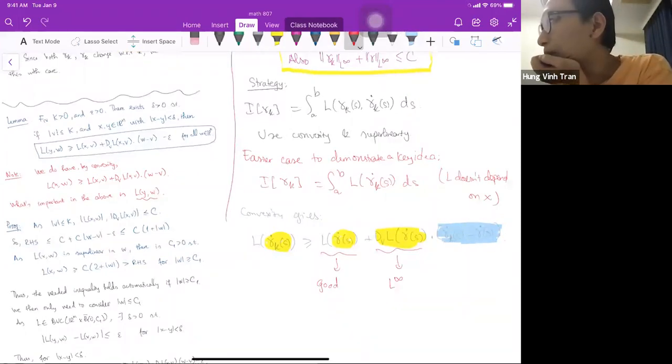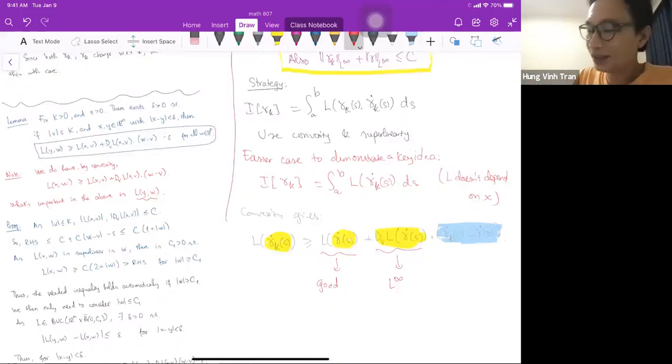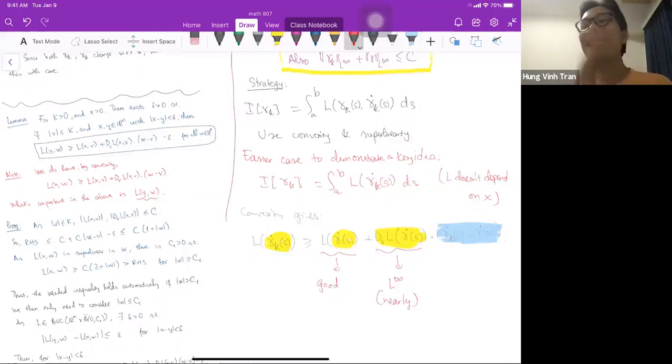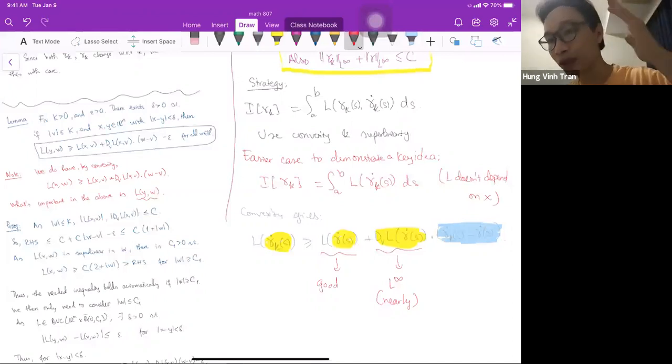Let's see. Okay, not quite. I have to be careful. Okay, so nearly. Well, if gamma dot is bounded, then yes, it's in L infinity. But if gamma dot is not yet bounded, then nearly, right? I can use a certain cutoff technique to take gamma dot less than or equal to some big number m and let m go to infinity. So it's nearly in L infinity, not quite.